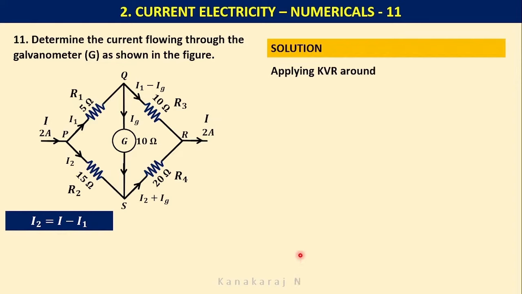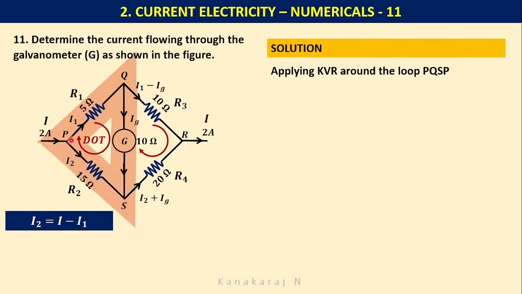Now, applying KVR around the loop PQSP. Before that, we have to decide the direction of traversal. Here we take it as clockwise direction. Let us form the loop PQSP. In this loop, I1 is in the direction of traversal, so I1 R1 is positive. Then the direction of Ig is in the direction of traversal, so Ig Rg is positive.